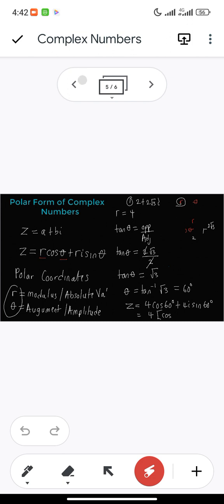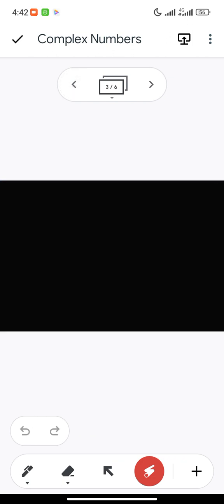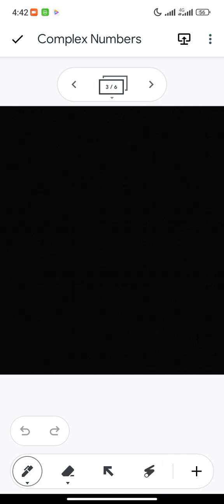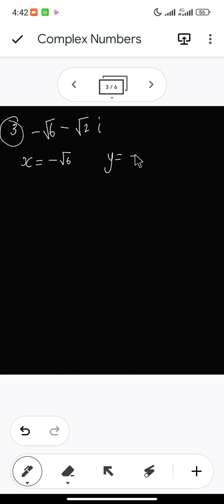So we'll take another example, example 3. So for example 3, let's say we're asked to solve negative root 6 minus root 2i. As usual, our x is going to be negative root 6. Our y is going to be negative root 2. Please take note of the signs. The signs before the number belong to the number. You understand? The sign on the left hand side of the number belongs to the number. So we're going to apply the same principle, everything similar. So let's start with r.